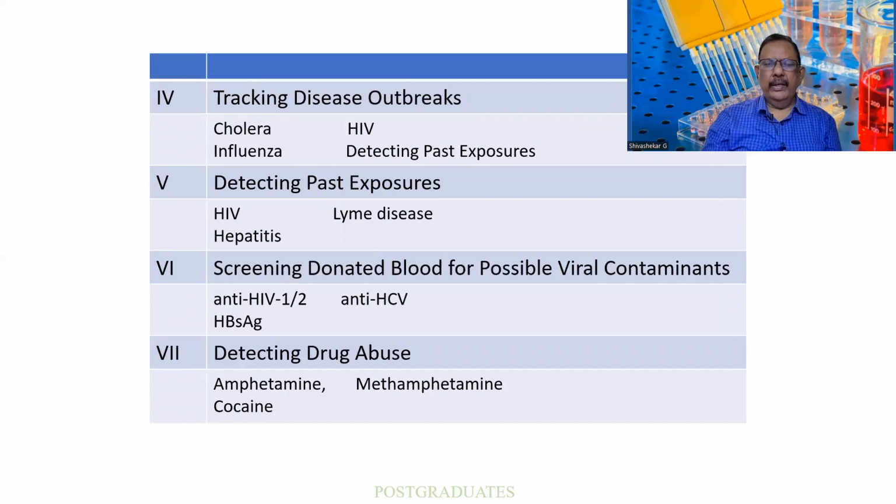Sometimes during an outbreak, this test can be used. Example, cholera, influenza. And to detect any case of a past exposure, it can be used. Detecting past exposures, it can be HIV, hepatitis, Lyme's disease, etc. And screening of the donors, as in the case of a blood bank, definitely this is being done. For anti-HIV 1 and 2, anti-HCV, HBsAg. Definitely this is a screening method that is being followed in the blood bank. Detecting drug abuse, the quantum of it and the presence can be identified.